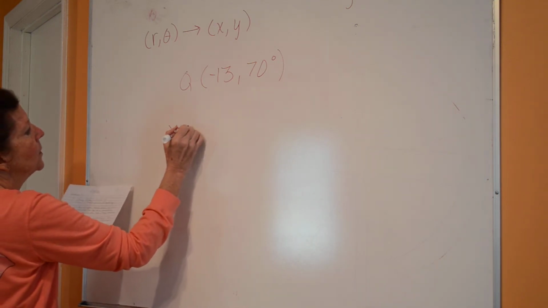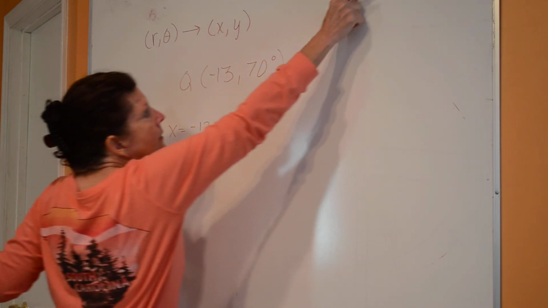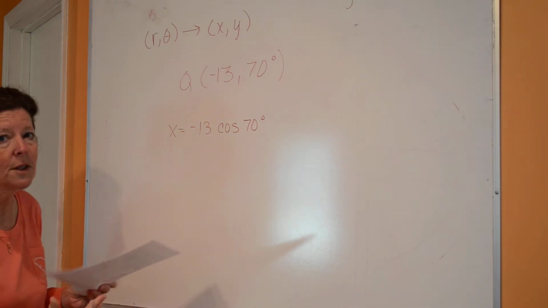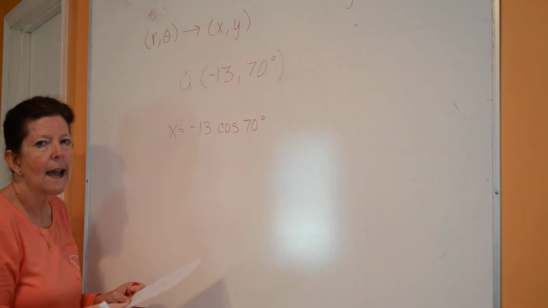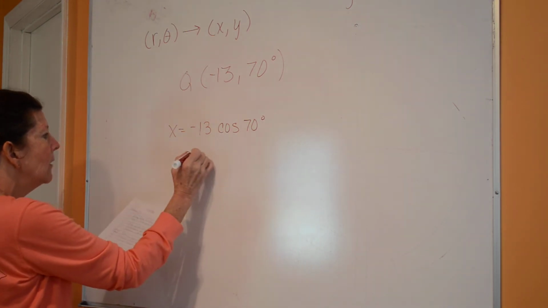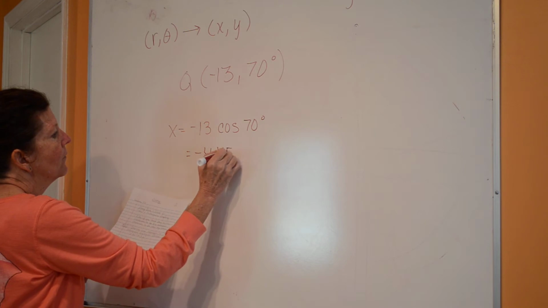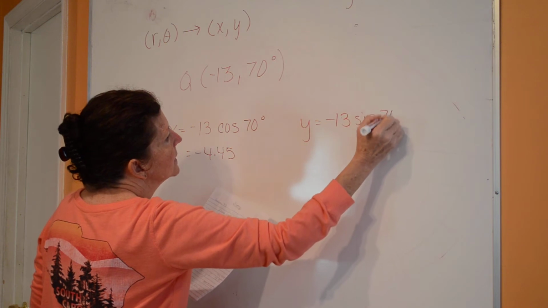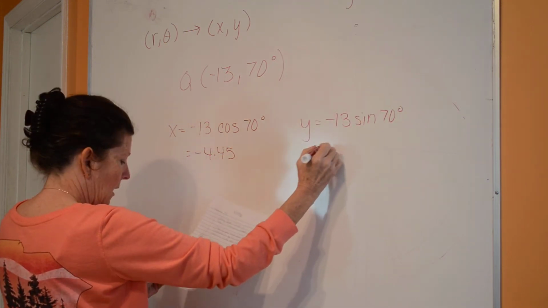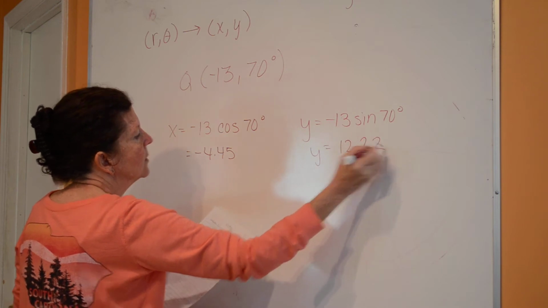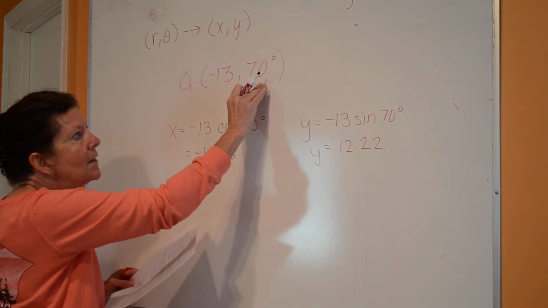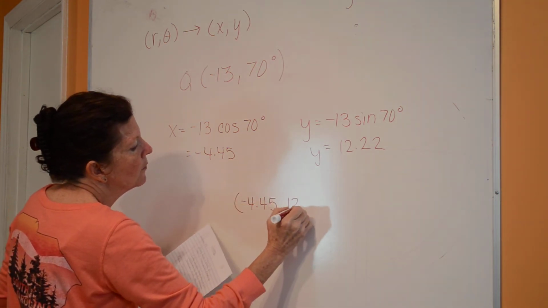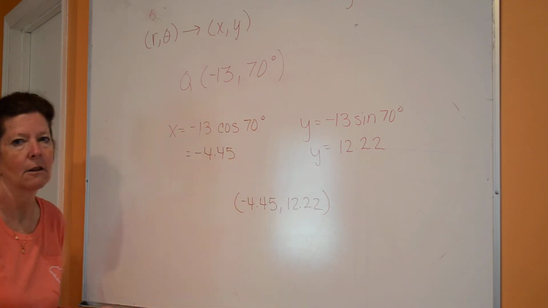So x is equal to negative 13, the r, times the cosine of 70. Now if you're trying to find the cosine of 70 degrees, you have to have it in degrees, and that's going to give you a value of negative 4.45. The y would be negative 13 times the sine of 70 degrees. So when you do that out on the calculator, you're going to get negative 12.22. So negative 13, 70 on a polar graph is the same as negative 4.45, negative 12.22 on a rectangular graph.